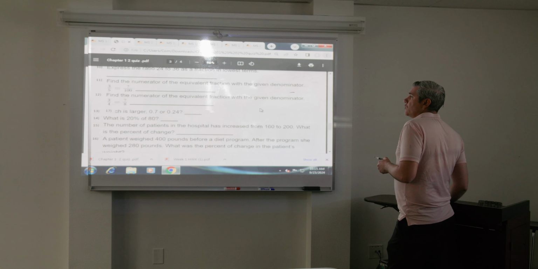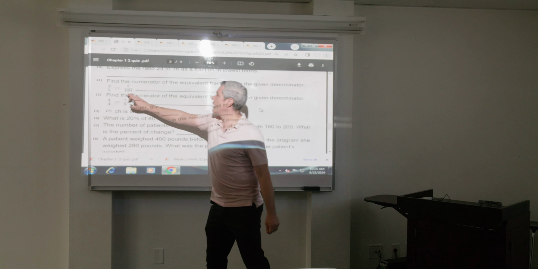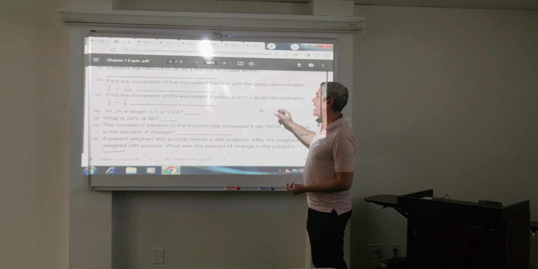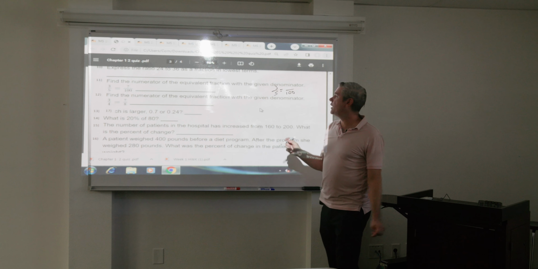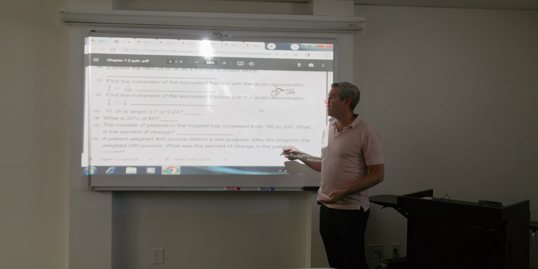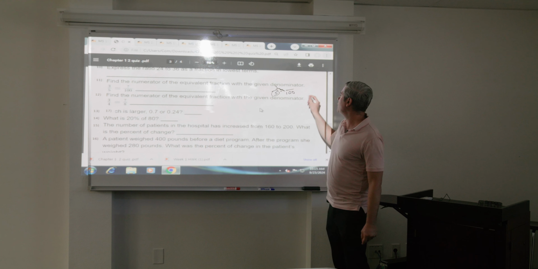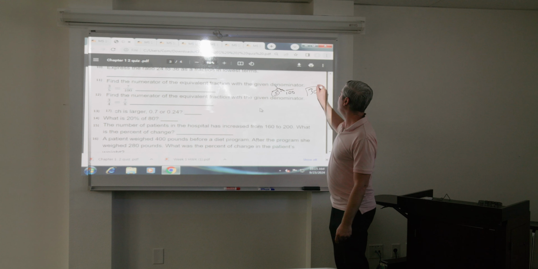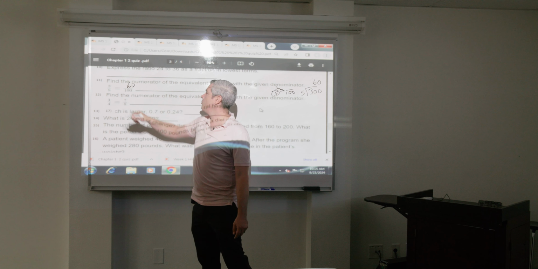On 11, they want us to find the numerator that's missing given that proportion, that equivalent fraction. So we have 3/5 equals blank over 100. Easy way to do it, cross multiply and divide. That's called the rule of 3. In Mexico, I'm pretty sure some of you guys might know it. So you just multiply and divide. So 3 times 100 would be 300 divided by 5. 5 goes into 300 60 times. So the numerator we were missing will be 60.